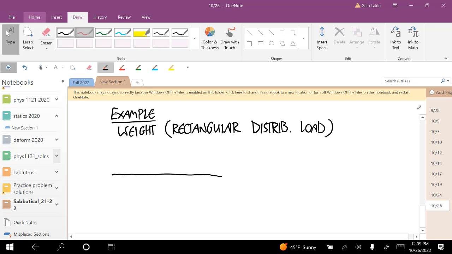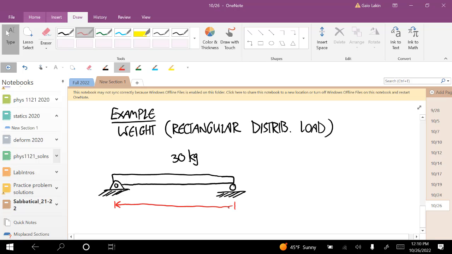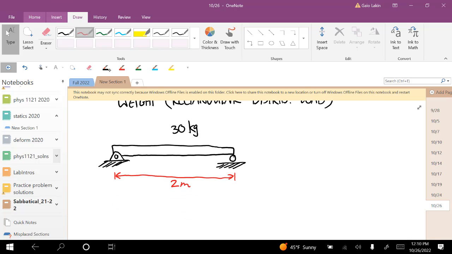And so here's the problem. We have a beam with a pin joint on the left and a roller on the right. And the mass is 30 kilograms. And the length of the beam is 2 meters. And we want to calculate the internal loads.